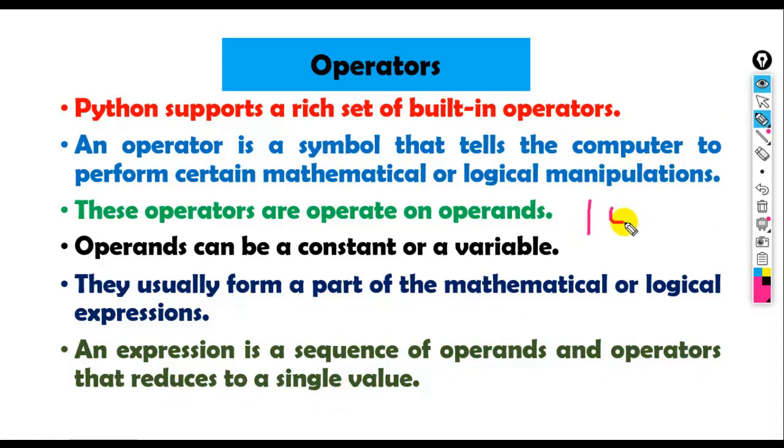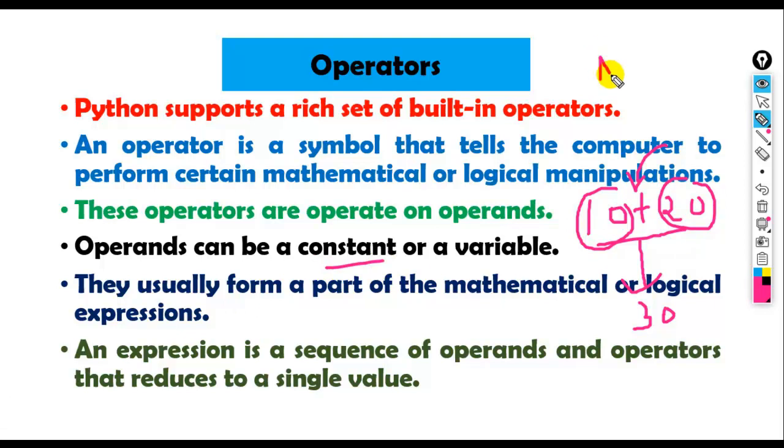So let me write 10 plus 20. So this is an expression. As I said, an expression is a sequence of operands and operators that reduces to a single value. So this expression reduces to a single value 30, right? Operands can be a constant or a variable. So here 10 and 20 both are operands and this plus is an operator. So here both operands are constant.